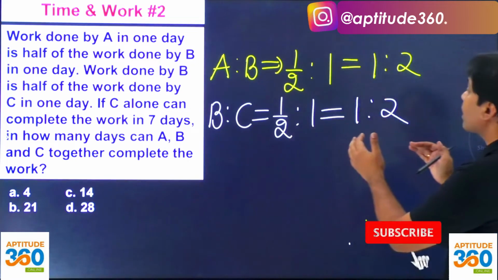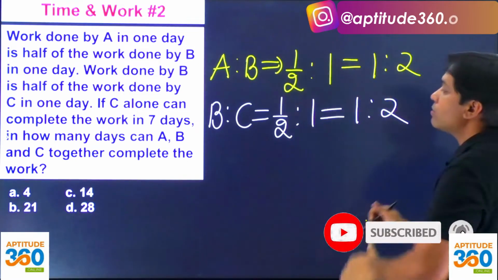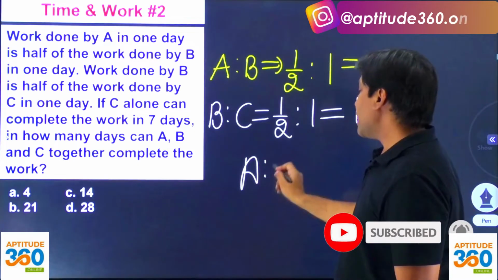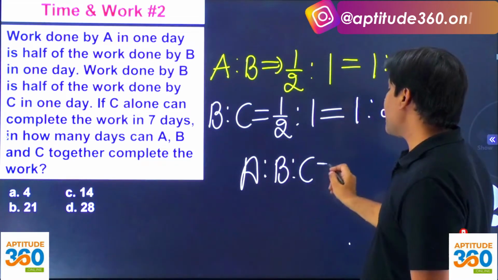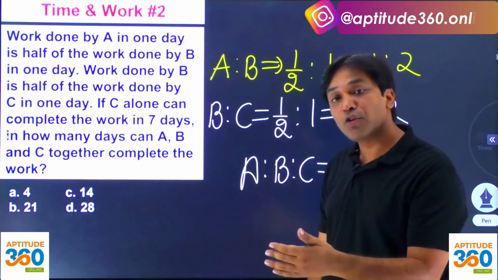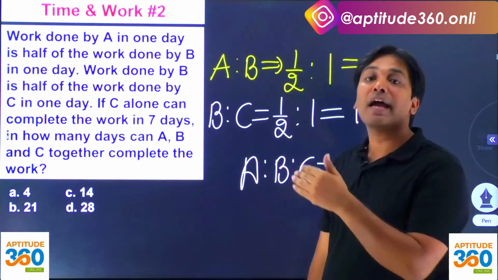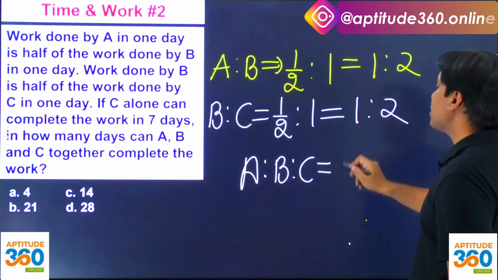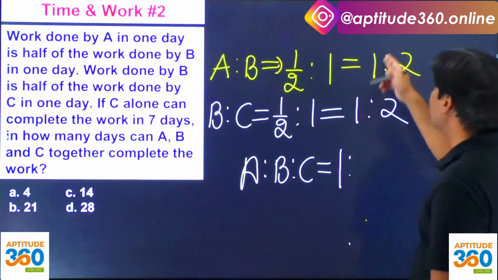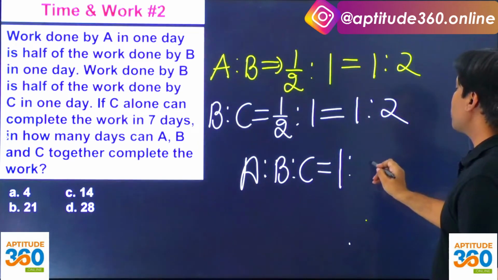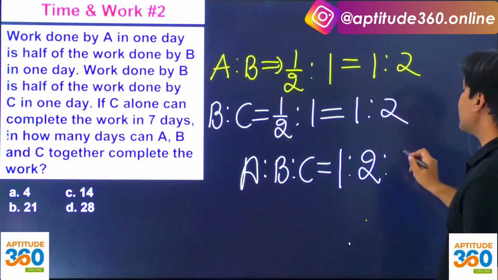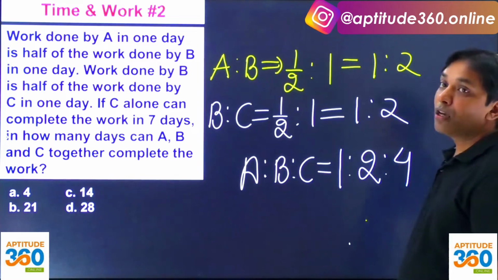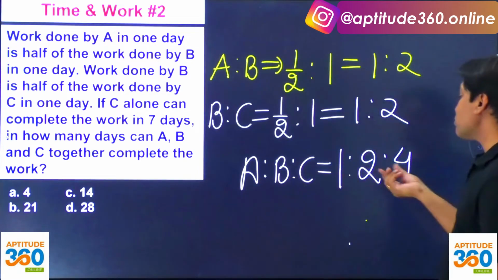Now you know A is to B and you know B is to C. Would you be able to find out A is to B is to C? My assumption is that you have seen my ratio videos. So ratio video number 5 and 6, this is where we have developed this shortcut, where you can find A is to B is to C in one line. A is going to be 1 into 1, B is going to be 1 into 2, and C is going to be this. So the work done by A, B and C is going to be in the ratio 1 to 2 to 4.